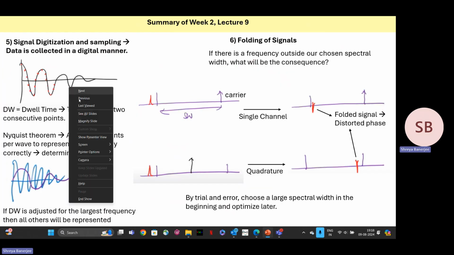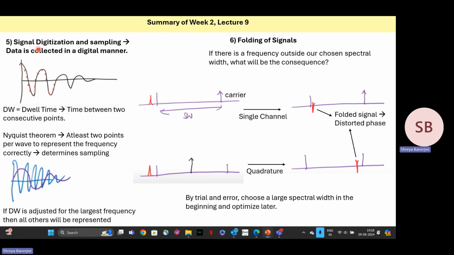Another thing is signal digitization and sampling. So you have an FID like this, but how are the data points actually collected? Basically, the spectrometer picks up several data points, keeping the time between each data point constant. And this is called the dwell time, or DW.